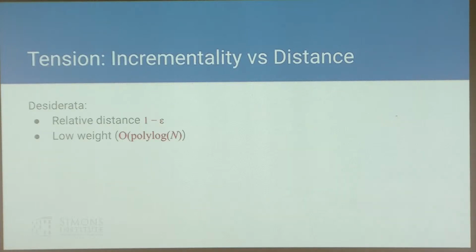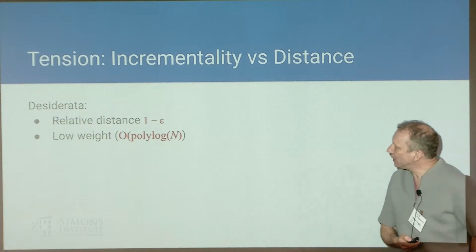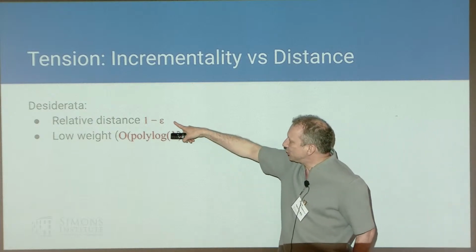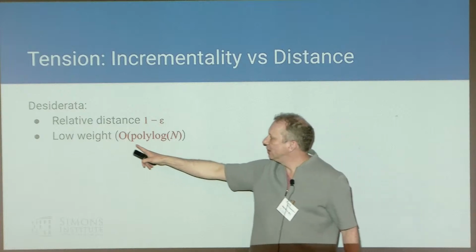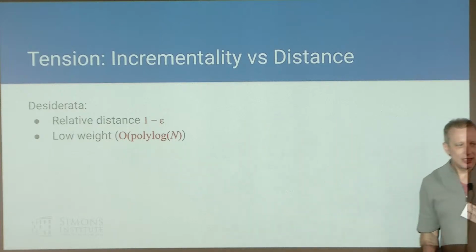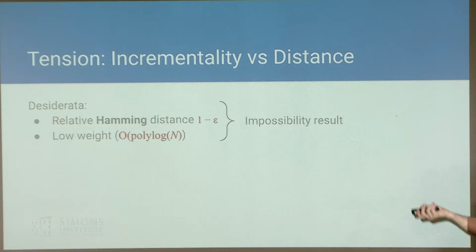And it looks like in an actual abstraction that we can get around, because the relative distance of 1 minus epsilon and the low weight of the parity check matrix don't seem to be compatible. You get either one or the other. So we are looking at an impossibility result, but I wouldn't be telling you that if we didn't have a way around it.